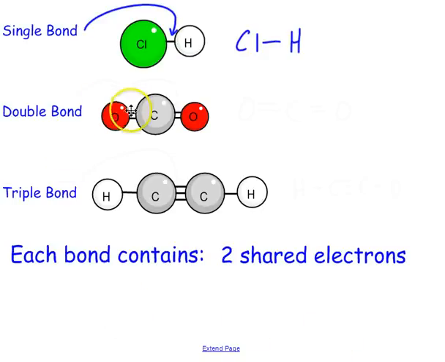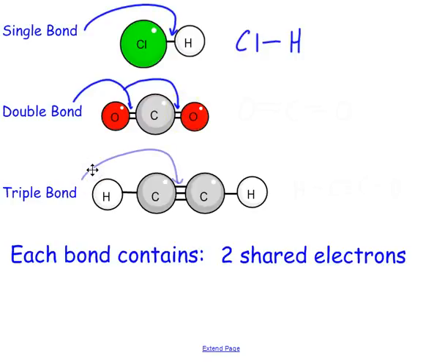Now, if you have 2 pairs of shared electrons between 2 atoms, here we have a C double bonded to an O. Each one of these lines right here represents a pair of shared electrons. So collectively, this is a double bond, and over here is another double bond. So it's a total of 4 electrons being shared between 2 atoms.